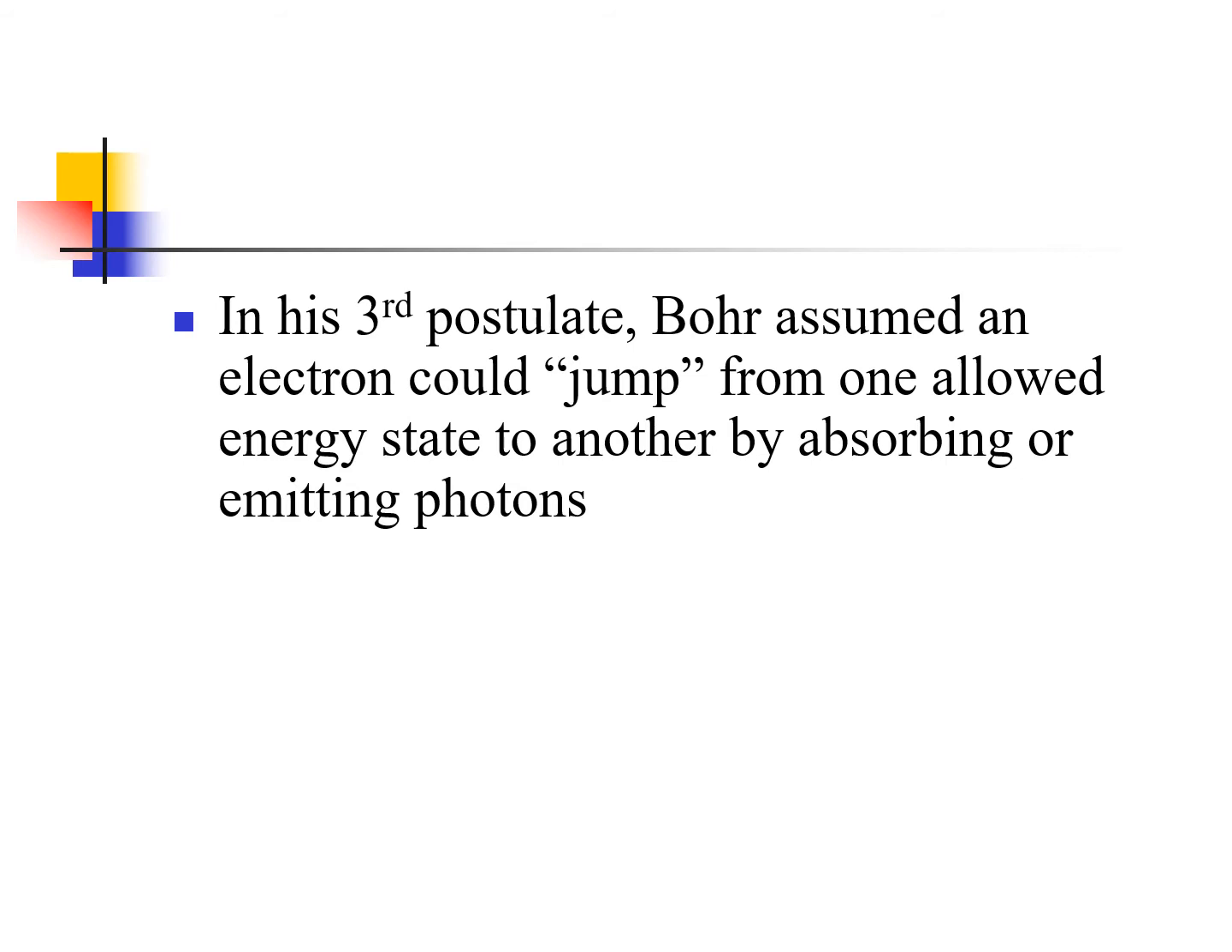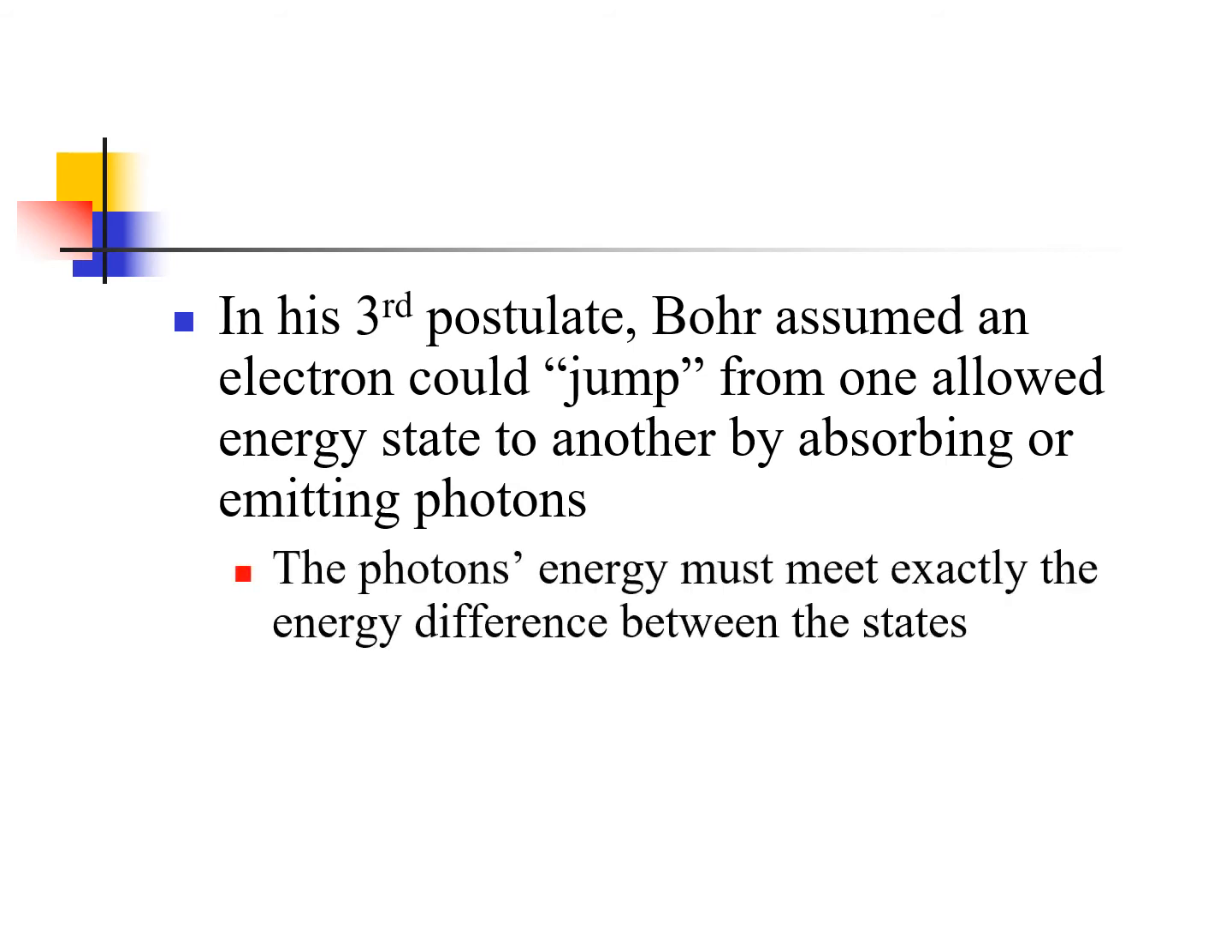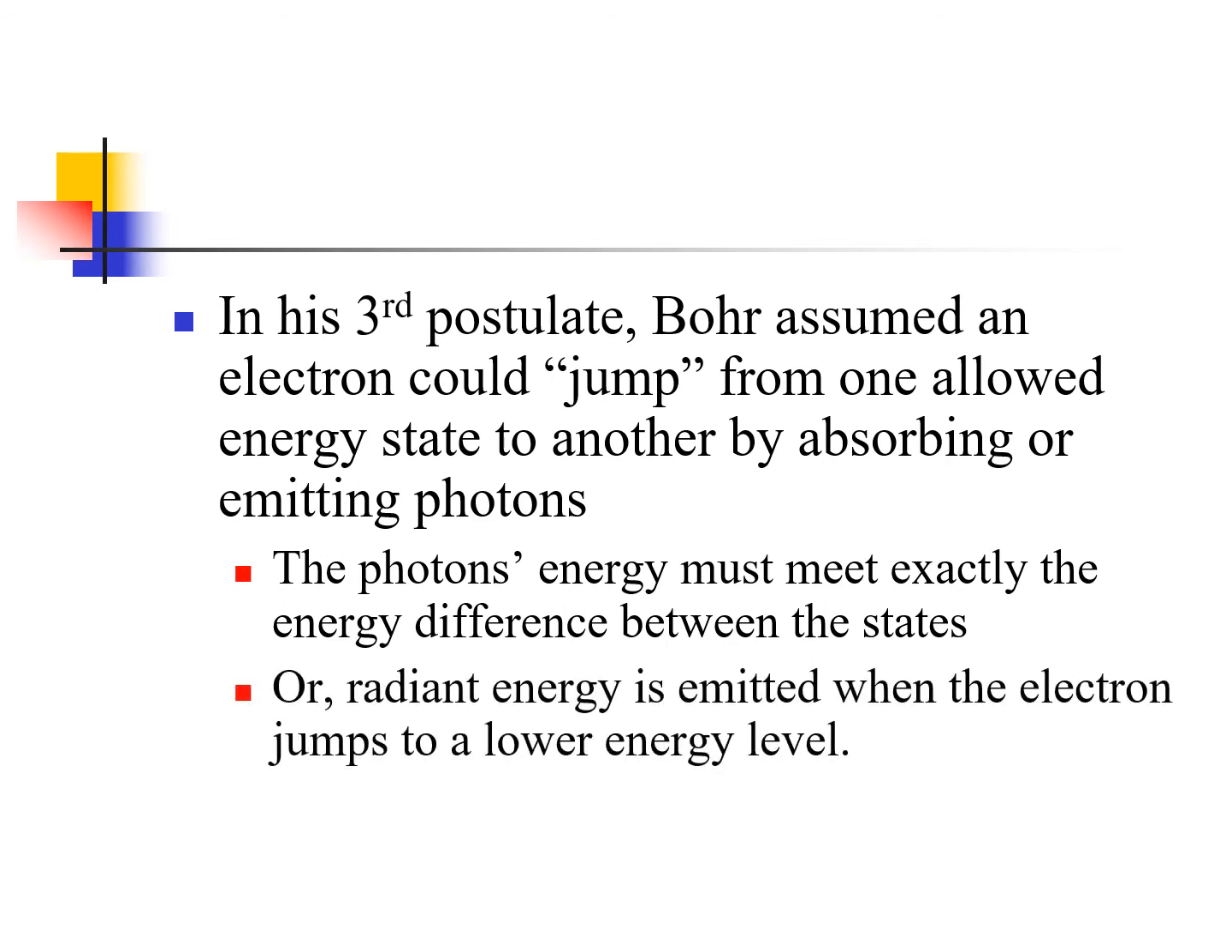state to another by absorbing or emitting photons. But the trick is those photons' energy must exactly match the energy difference between the two states. Or we can view that radiant energy is emitted when the electron jumps to a lower energy level. It's falling from one level to another, and it's always going to emit a specific amount.